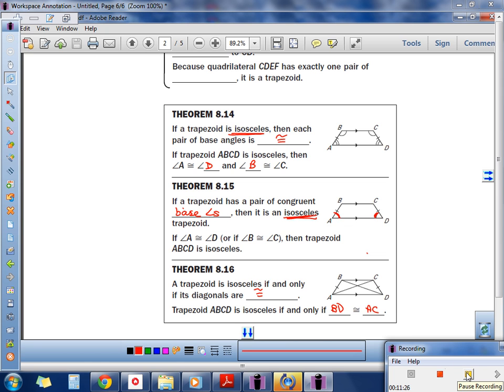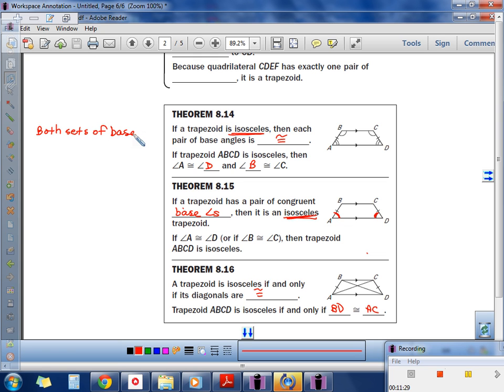And here's how you could write these properties in shorthand. On this one, we could say both sets of base angles are congruent. So that means each of those sets are congruent. Doesn't mean they're all congruent.